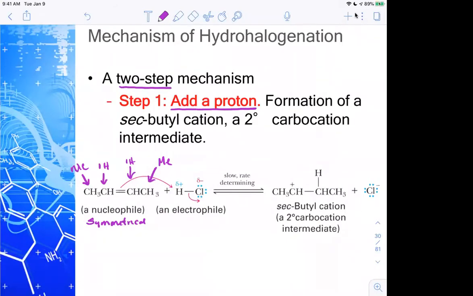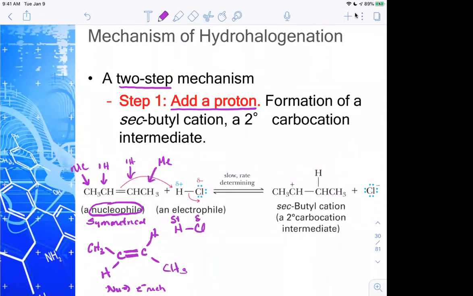Here, I just want you to start looking at the mechanism, which is how the electrons move. So I'm going to write this out. I am going to pick the trans, but it doesn't matter if it's cis or trans. All that matters is that this double bond is a nucleophile, which means it's electron rich. And then the HCl, this is partial positive, this is partial negative.